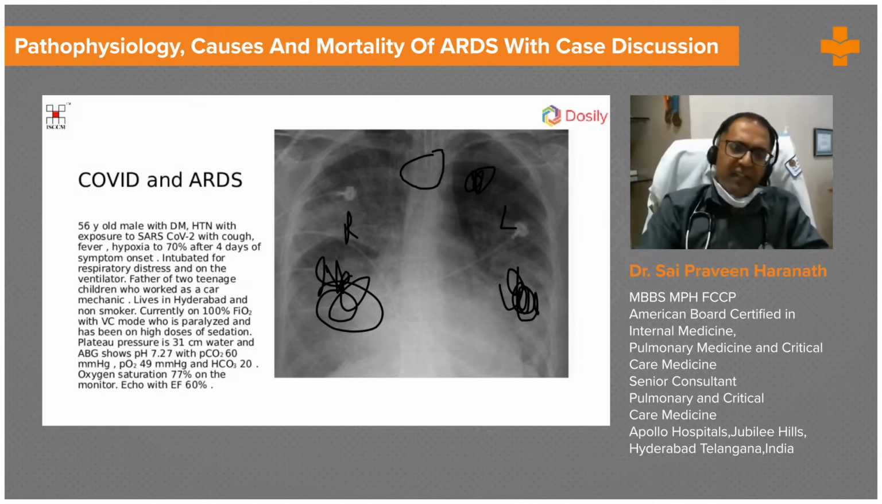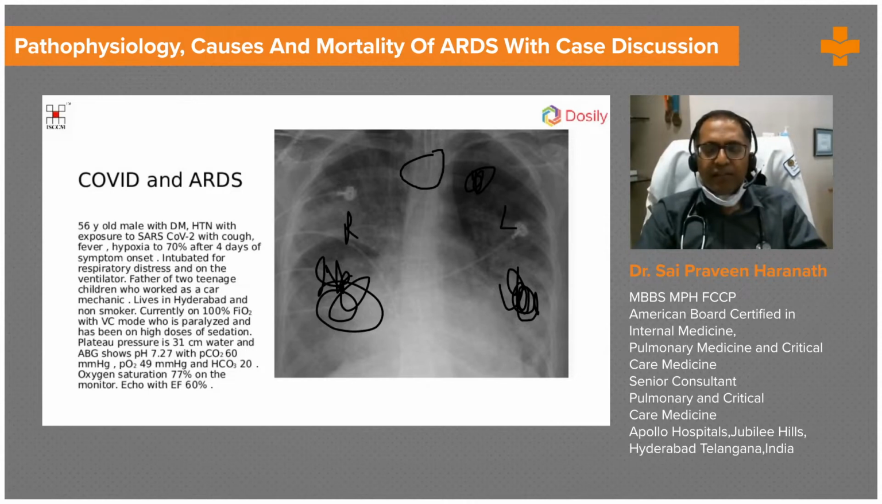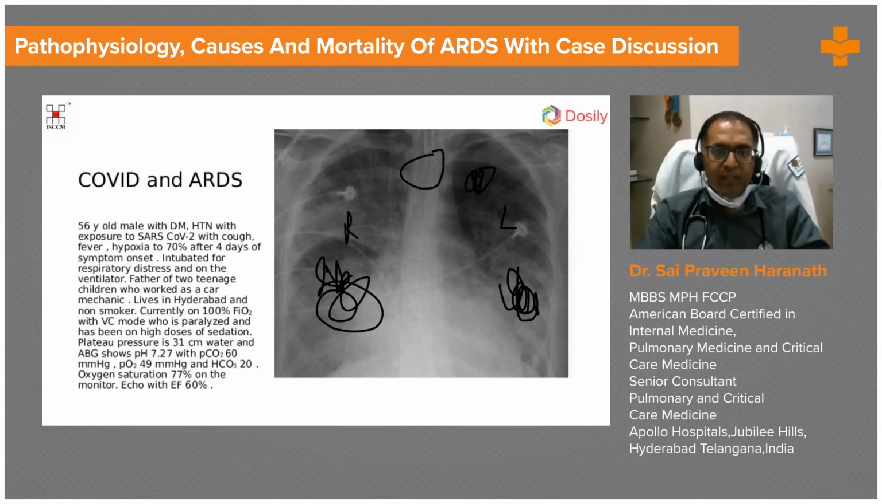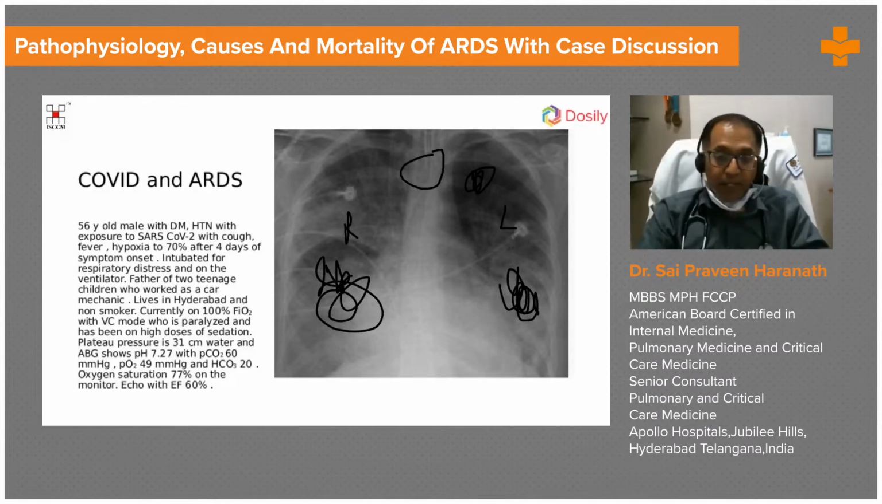So this is a 56-year-old male with diabetes, high blood pressure, exposed to SARS-CoV-2, he's having the cough, fever, hypoxia to 70% saturation, and he's had only 4 days of symptoms. He's been intubated, as you can see, for respiratory distress, and he's on the ventilator. He's a father of 2 teenage children, and he worked as a car mechanic. He lives in Hyderabad, and he's a non-smoker.